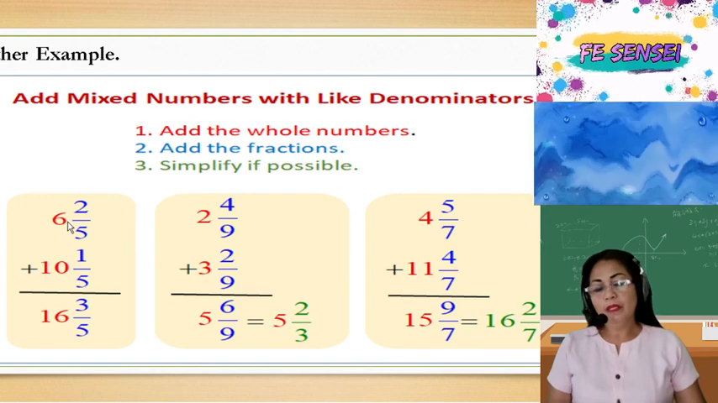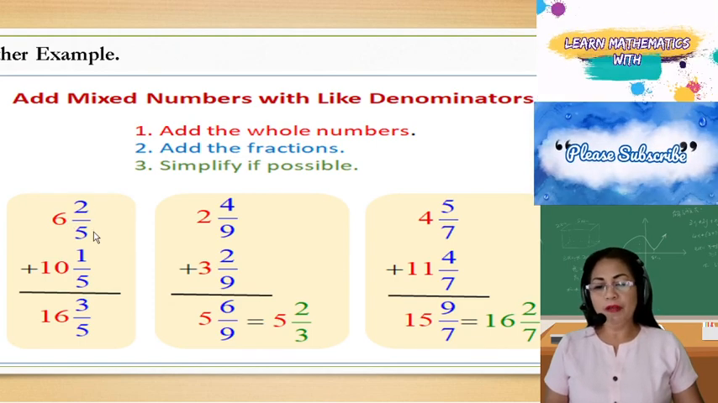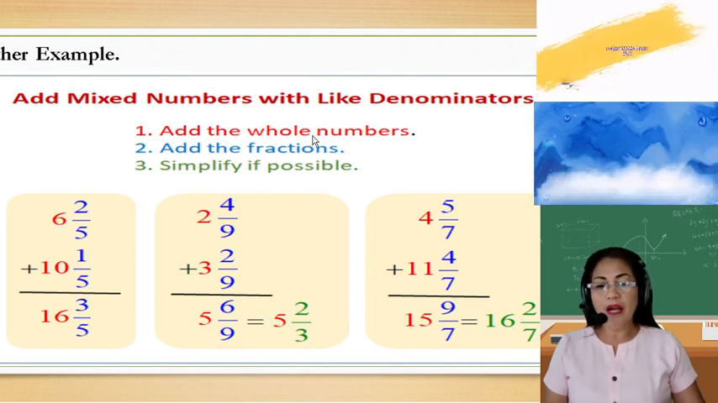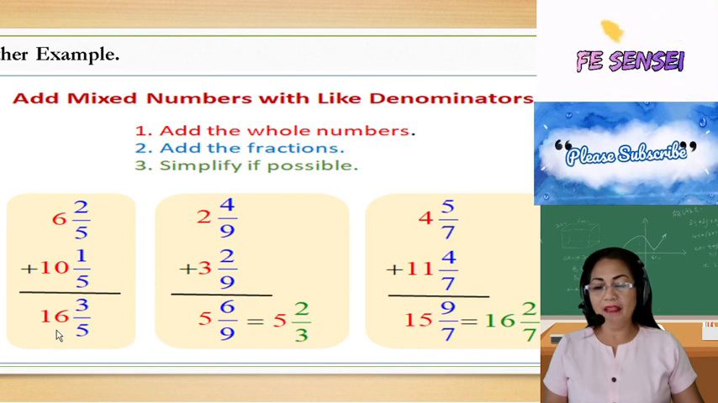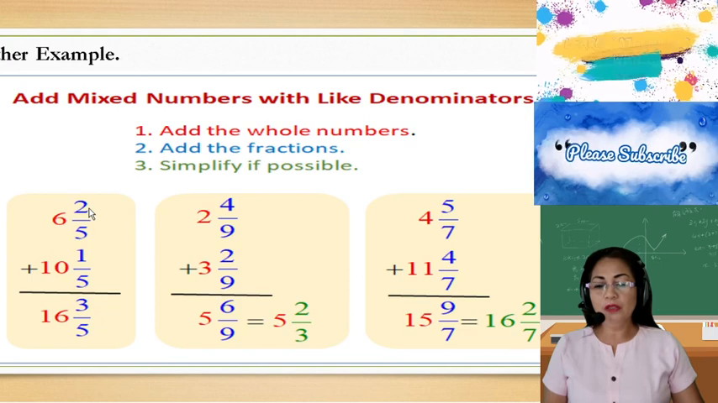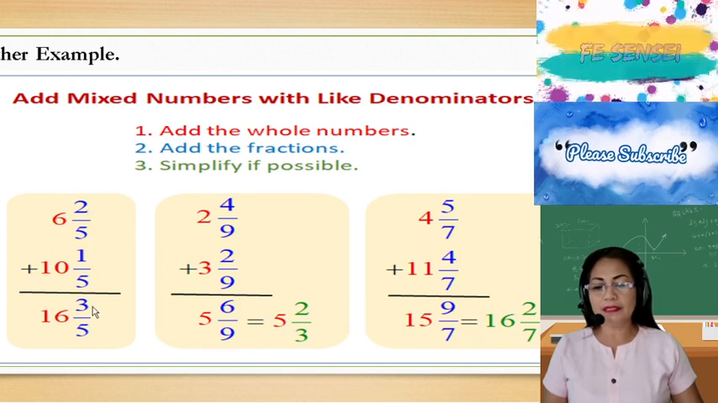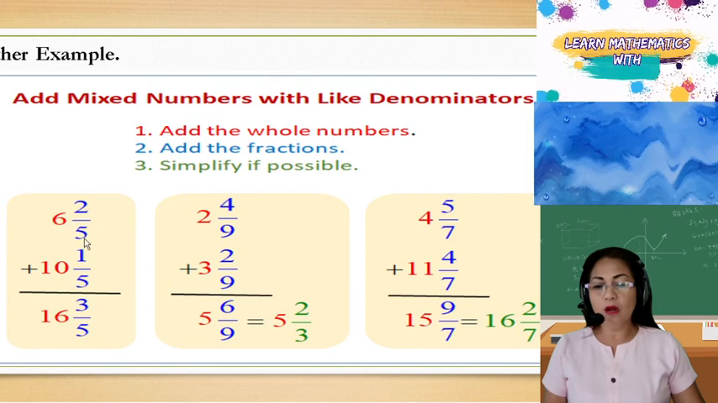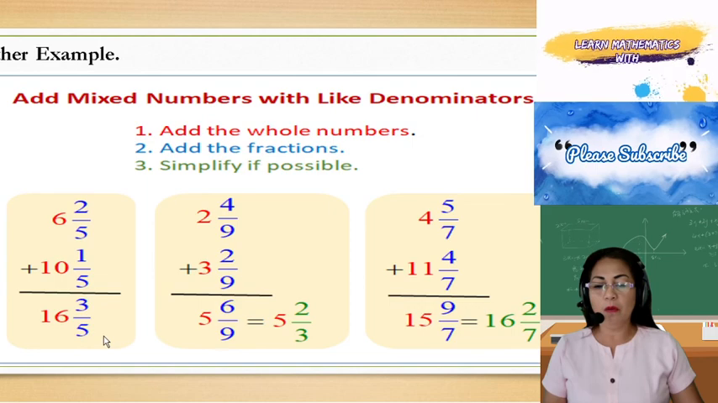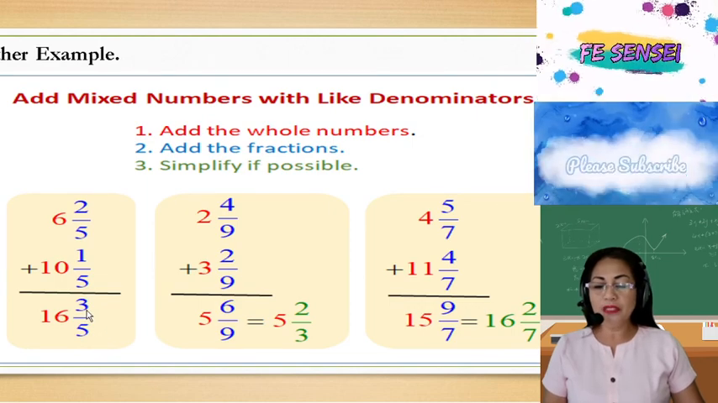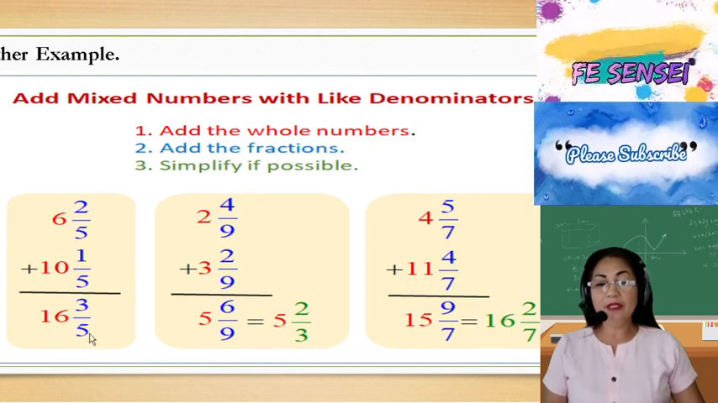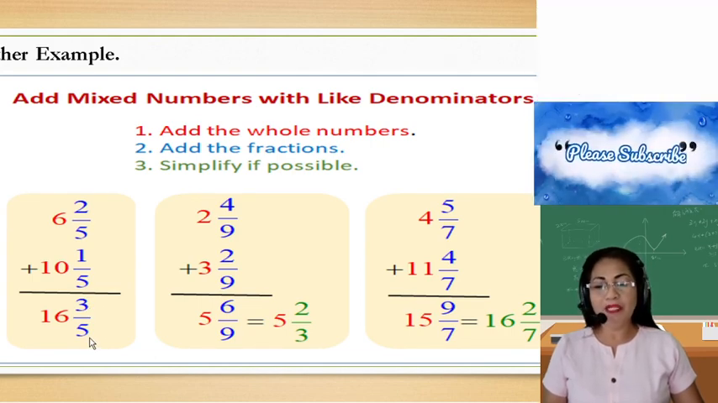For example, 6 and 2/5 plus 10 and 1/5. So add the whole numbers. 6 plus 10 equals 16. Then add the numerators. 2 plus 1 equals 3, and copy the common denominator, which is 5. So this is our answer. We cannot reduce 3 over 5 because 3 and 5 are both prime numbers.